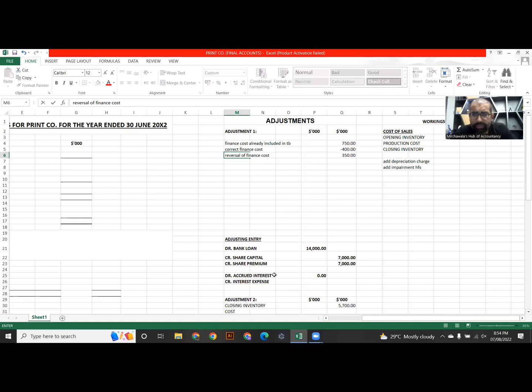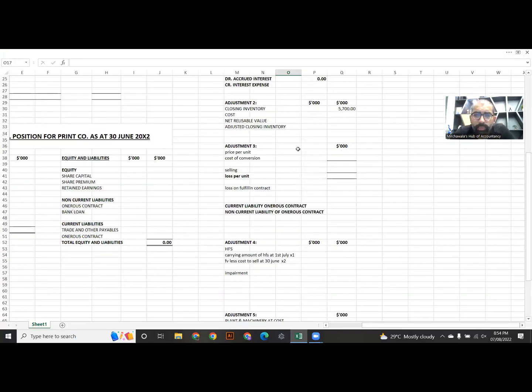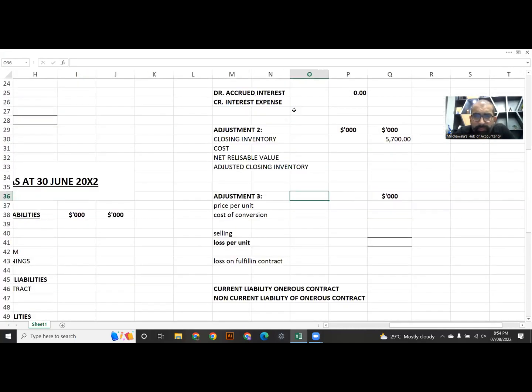What was your adjustment number 2? Let's do it. Adjustment number 2 was about inventory, the closing stock. You have already closing inventory of 5,700. What was the cost? It was 980. Remember, I told you, 700 units times 1,400.